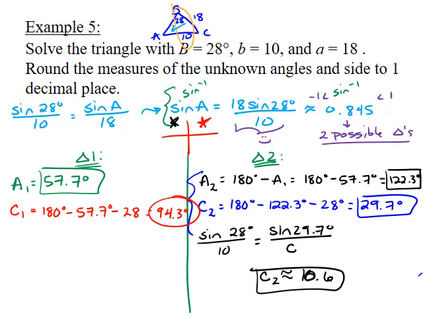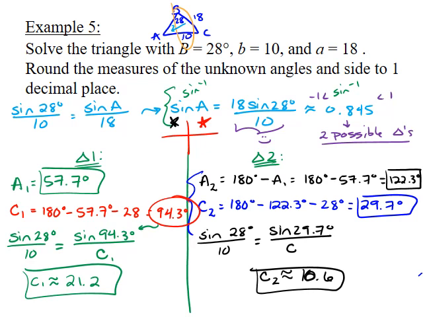Then the only other thing I need to do is find little c, and the way I'll do that is setting up the ratio. So sine of 28 degrees divided by 10 is equal to, now I have to use the angle I just found here. So sine of 94.3 degrees divided by c. Cross multiply, and I can find little c1 to be 21.2. So I have 3 answers for triangle 2 and 3 answers for triangle 1.